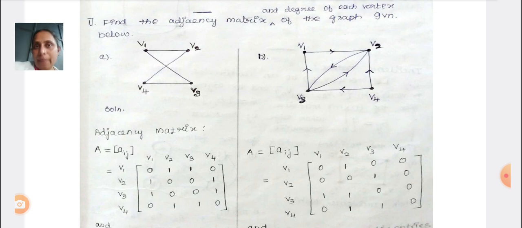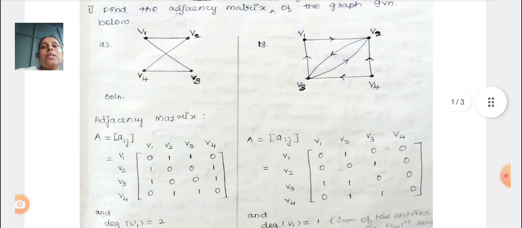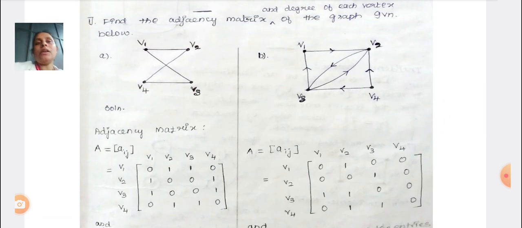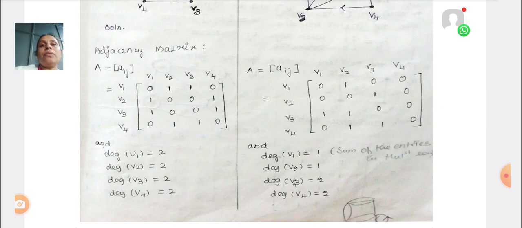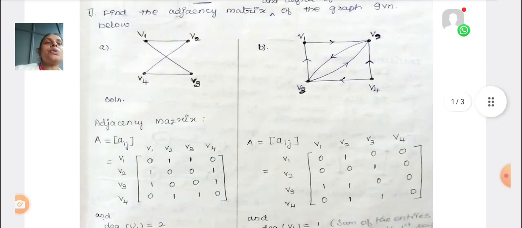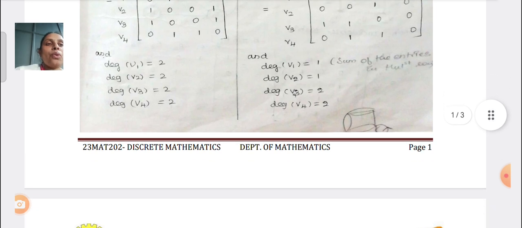In this adjacency matrix, the edge between vertices is denoted by 1, otherwise it is 0. Next we move on to the degree of each vertex. In this first diagram, the degree of v1 is 2. Similarly, the degree of v2 is also 2, v3 is also 2 and v4 is also 2.